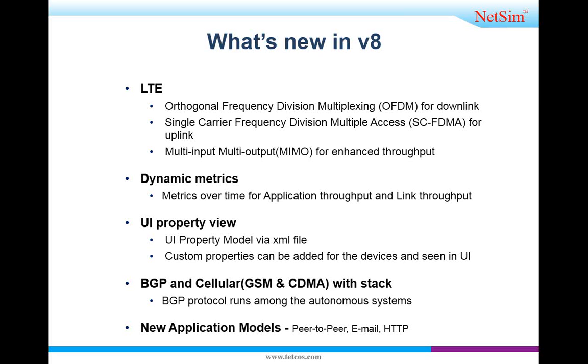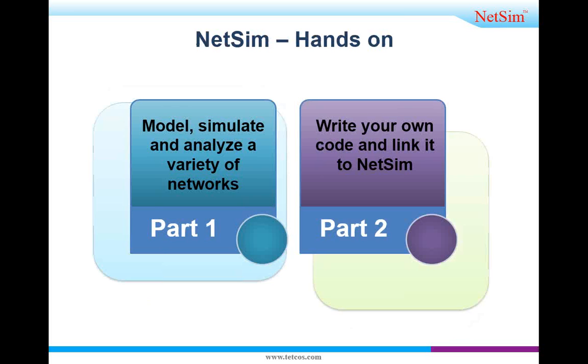Then the new application models, like I've told you that you can generate various kinds of traffic on any node. So peer-to-peer, email, and HTTP are the applications which are being added in the new version of NetSim. So now go to the next slide.